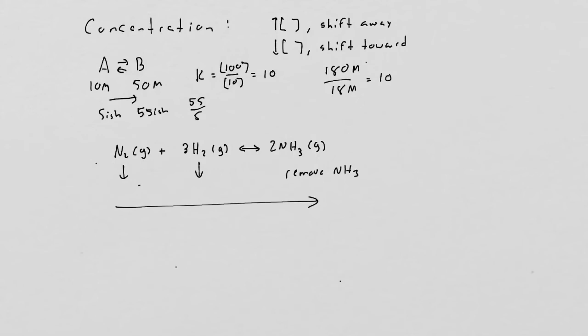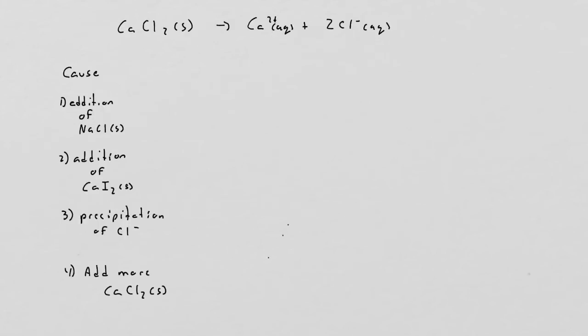Now, for another example, which I think is worth doing, physical equilibriums that involve solutions can be complicated because they can add things by not adding what's in the equation.